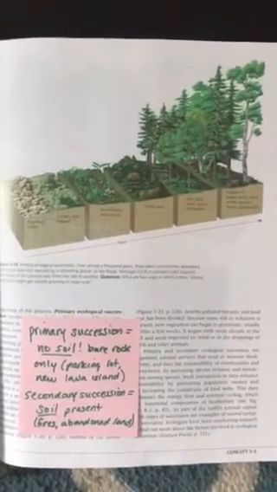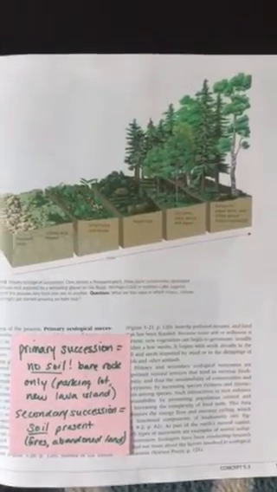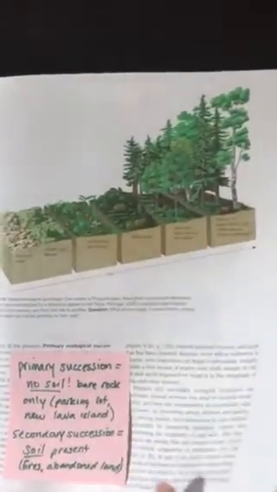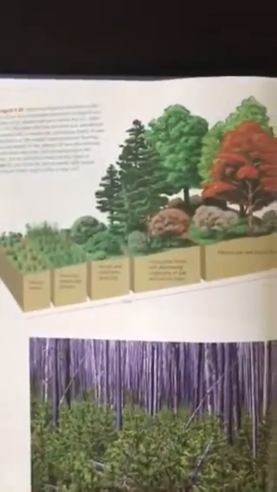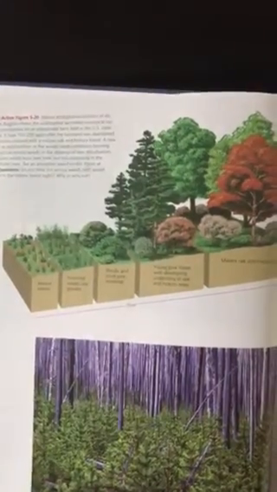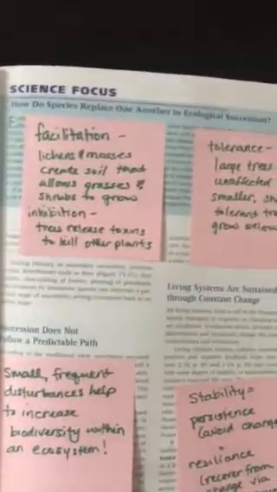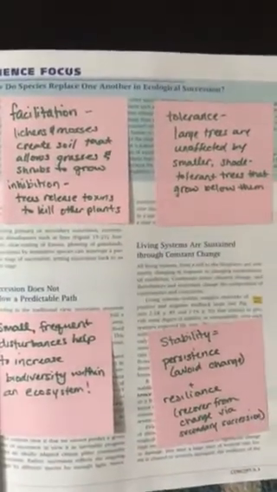Secondary succession occurs when soil is already present. So if after a massive fire or abandoned farmland, etc. So this diagram right here showing secondary succession. Secondary succession occurs more quickly than primary succession because of the presence of soil. And then we have some terms here which are important.